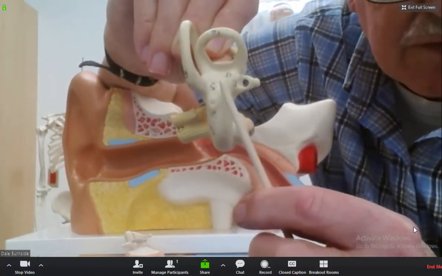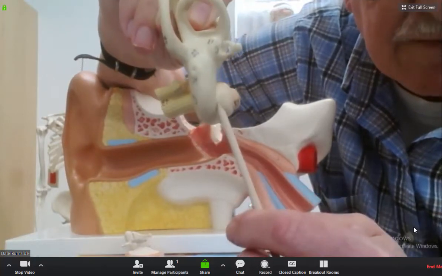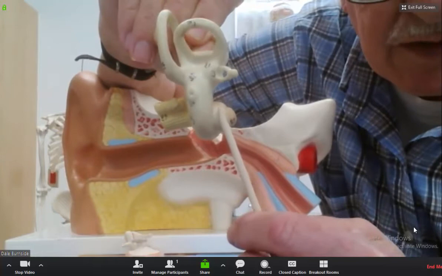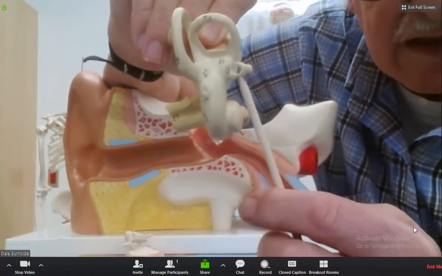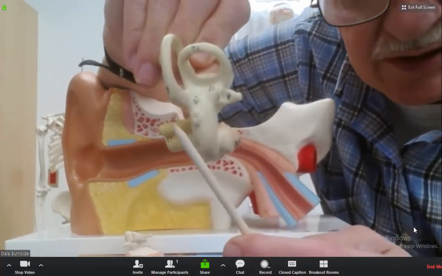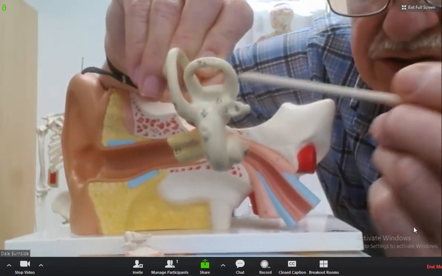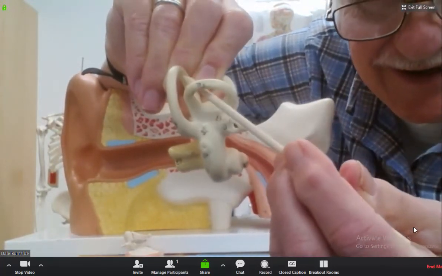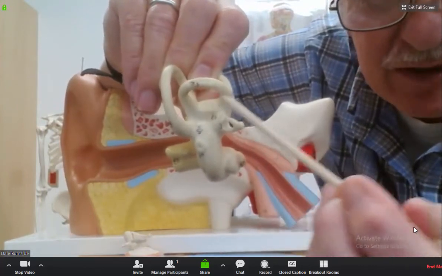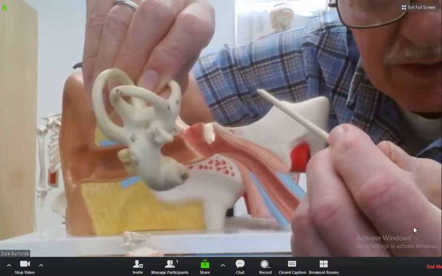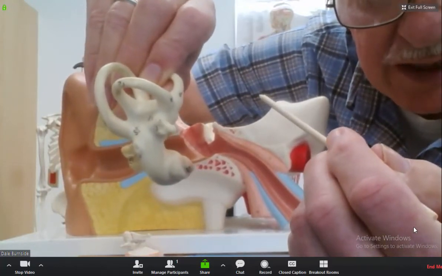The vestibule, which is in the middle, the cochlea down here, which looks like a snail. Oh my gosh, there's a snail in my ear. The first time I saw that in a textbook, I thought some poor soul got a snail in his ear. And then these three rings here are called the semicircular canals. They're all in the internal ear.